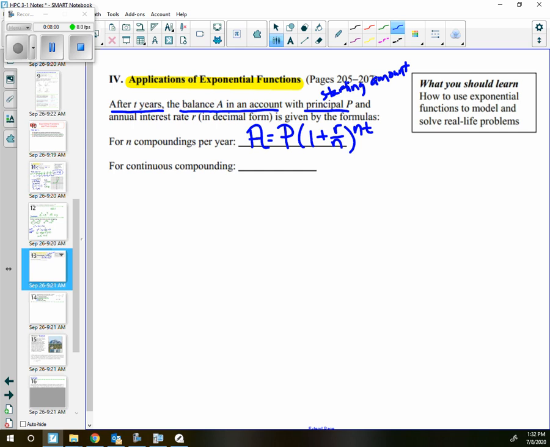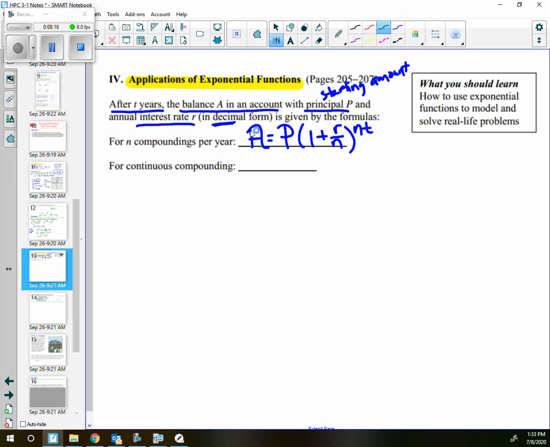The annual interest rate, R, so R for rate in decimal form. That means if you have 4% interest, that would be 0.04. Is given by this formula then. So A is your account balance, P is your principal, R is rate, T is time.